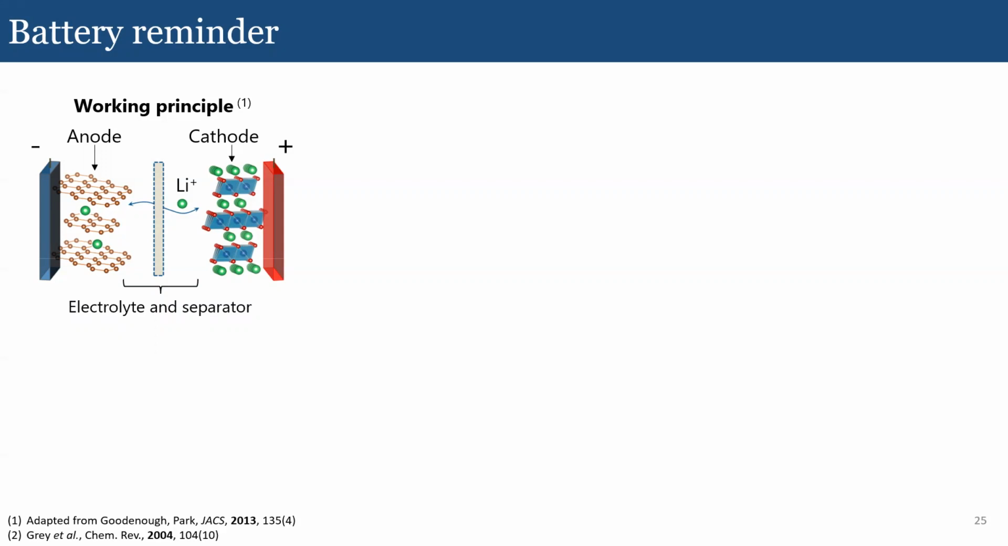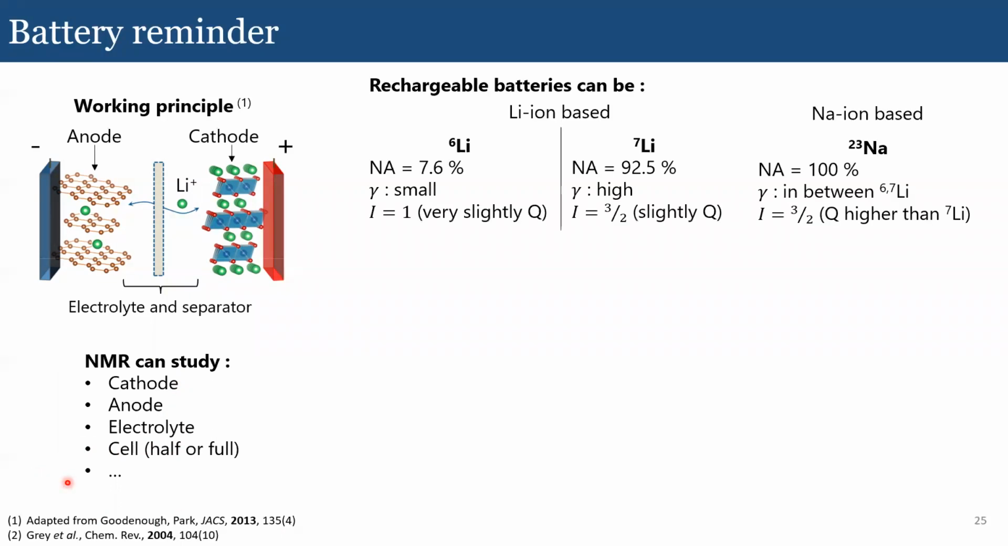So NMR, in fact, can study many parts of a battery. You can do cathode, anode, electrolyte, even the cell. You could, in fact, do imaging, like I'm going to talk about cells, but yeah, NMR is almost useful for anything you might want to do. But the first thing is that you have to think, are you dealing with a lithium-ion or sodium-ion based system? Because in terms of NMR, the approach is going to be slightly different.